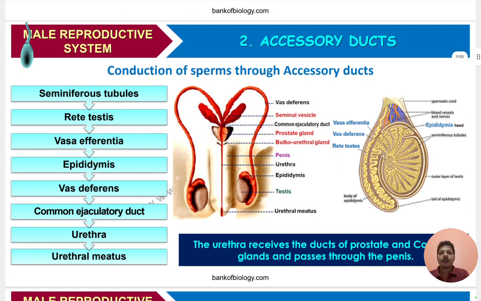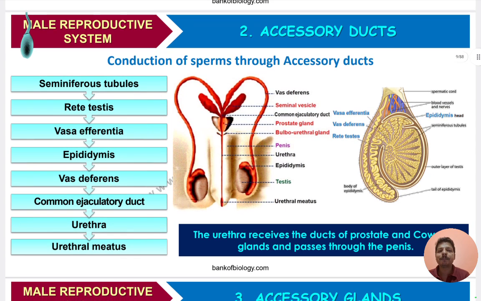Next, conduction of sperm through accessory ducts. So how does the sperm travel? First of all, it is made by the seminiferous tubule, then goes to the rete testis, then vasa efferentia, then epididymis, vas deferens, common ejaculatory duct, urethra and urethral meatus.